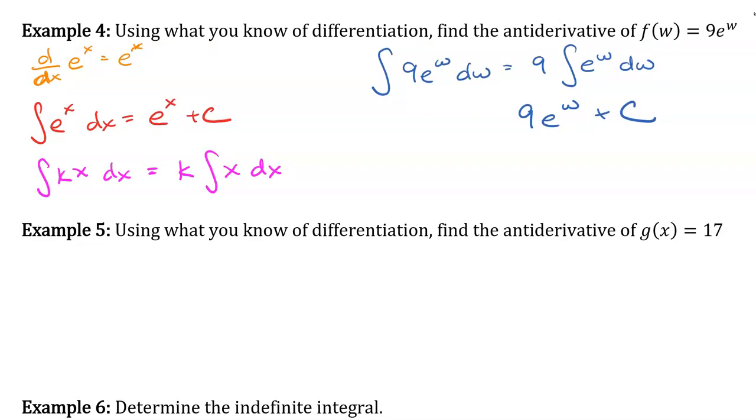So for the next one, we have g of x equals 17. Okay, well, this is a little bit different, because the only way to get a constant with a derivative is if you started with an x, because the derivative of a constant is 0 itself. So the only way to do this is if the x shows up. So another way to think about this is, the derivative of what will give you 17? Well, that would have to be 17x.